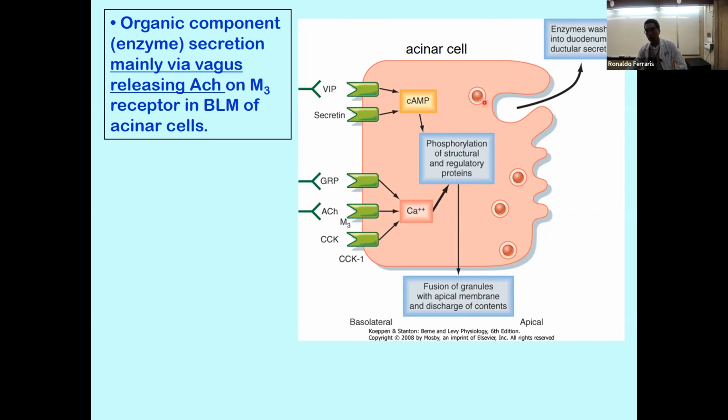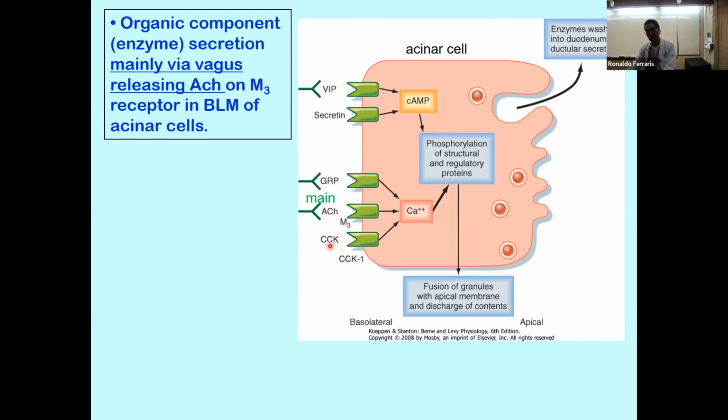And then once these vesicles join the apical membrane, they empty their contents into the lumen, which is then washed out by the secretion from the pancreatic ducts. So the main regulator for enzyme secretion is mainly acetylcholine, as depicted here. And this one, CCK, binds to the CCK1 receptor in the basolateral membrane of this acinar cell.